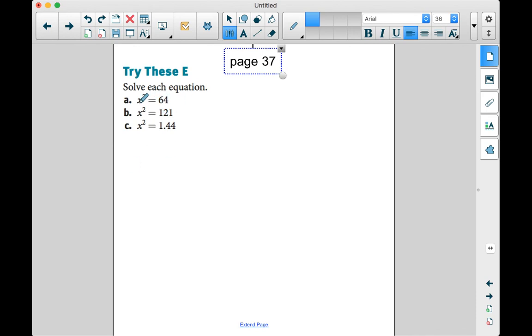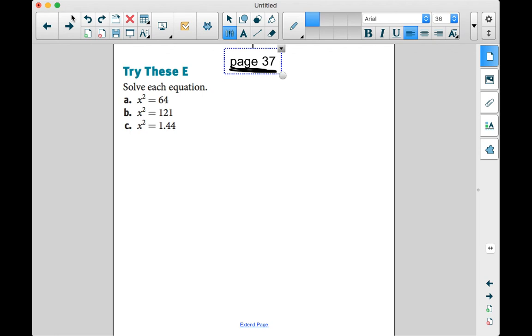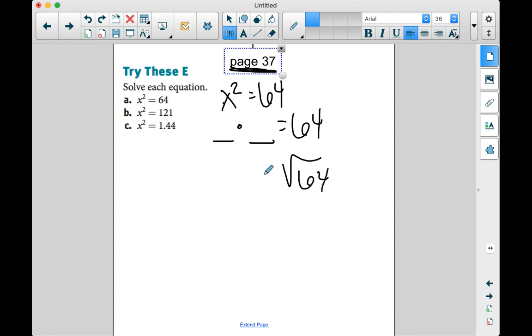All right, so now we're going to take a look at this. So the x squared equals 64. We're on page 37. Just for the sake of time, go ahead and skip this. If you want to, you can do that if you have extra time, but go ahead and skip it. All right, so now for these, it says solve each equation. So x squared equals 64. I recognize that that's something times something equals 64. I could also write that as the square root of 64 equals what? So I know that 8 times 8 is 64, so therefore the square root of 64 is 8. That's my answer for letter A.